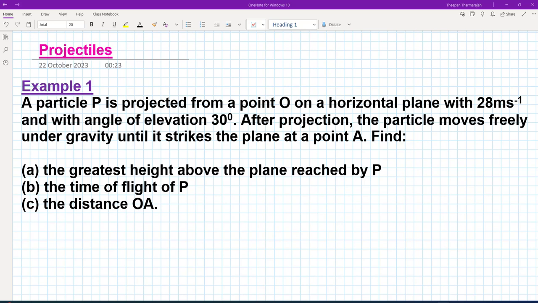In this video, we're going to look at projectiles. So let's take a look at the first example. A particle P is projected from a point O on a horizontal plane with 28 meters per second with an angle of elevation of 30 degrees.